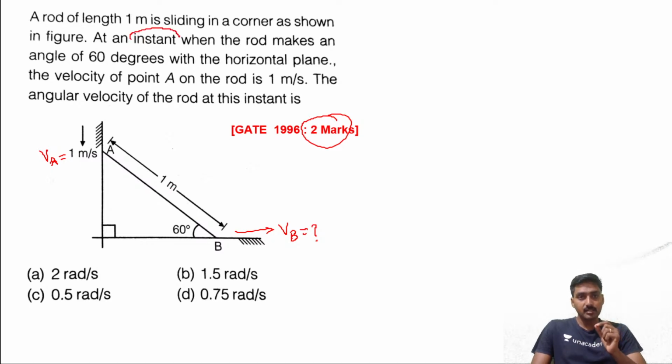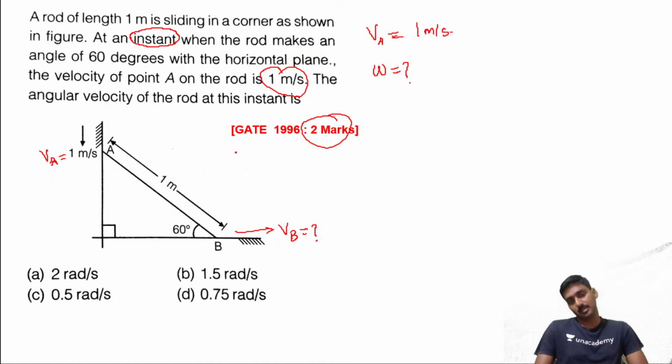At an instant means we need to use the instantaneous center method. At that particular instant, when the rod makes an angle of 60 degrees with the horizontal plane, the velocity of point A on the rod, VA, is equal to 1 meter per second. The angular velocity at that instant, omega, we need to calculate. The angular velocity does not change; only the velocity as well as the instantaneous centers vary.